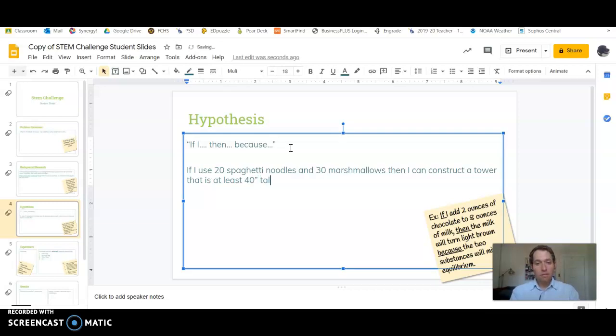40 inches tall, because I will, or you'd probably want to explain out that each spaghetti noodle is probably a foot long, right? Each noodle is 12 inches, and I will stack at least 4 on top of each other. That is an example hypothesis.